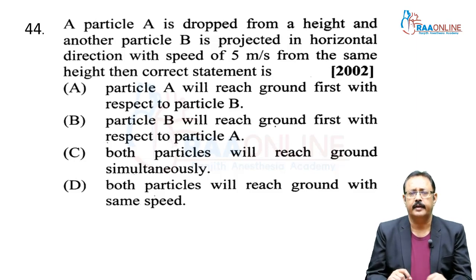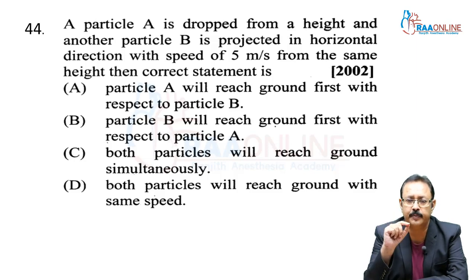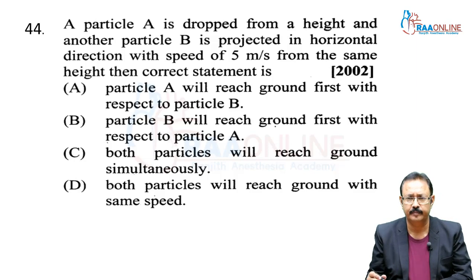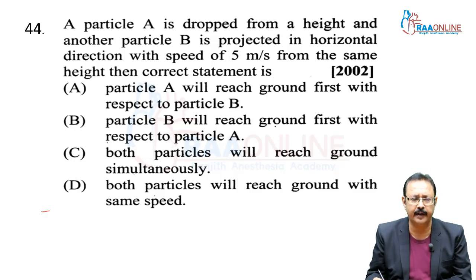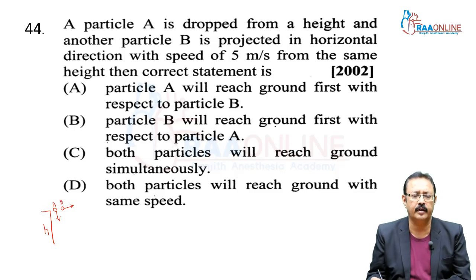A particle A is dropped from a height and another particle B is projected in horizontal direction with speed 5 meters per second from the same height. Particle A will reach, what is the situation? You are standing here at height h. A particle A, you dropped, and another B, you throw with some velocity in a horizontal direction.